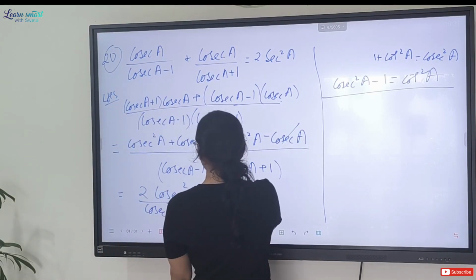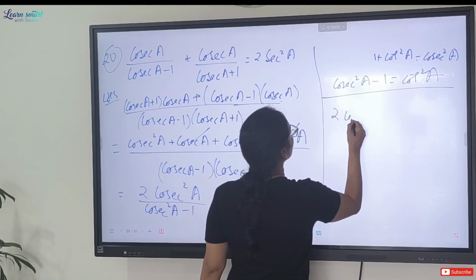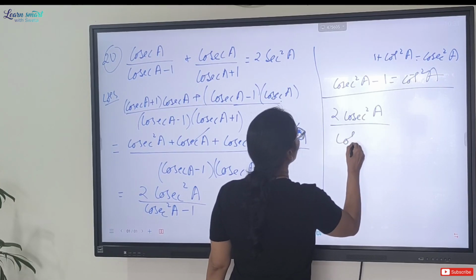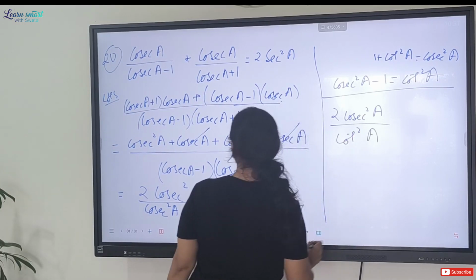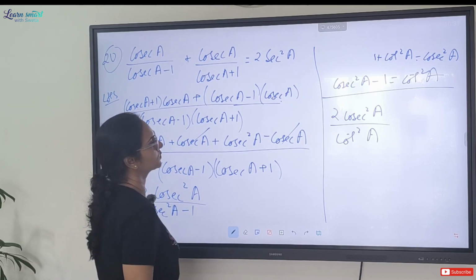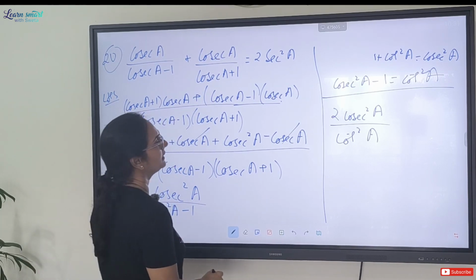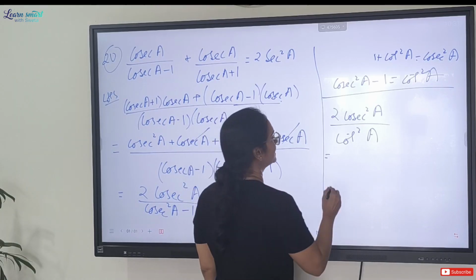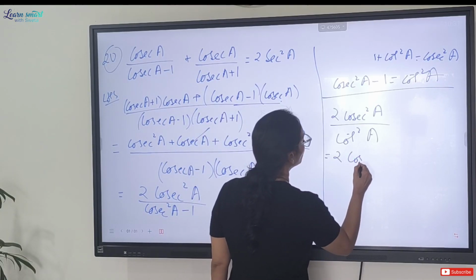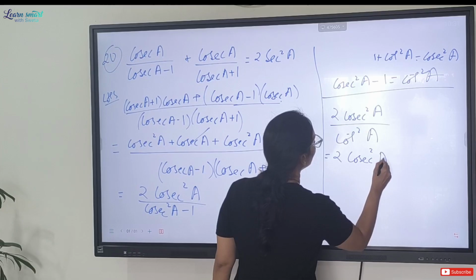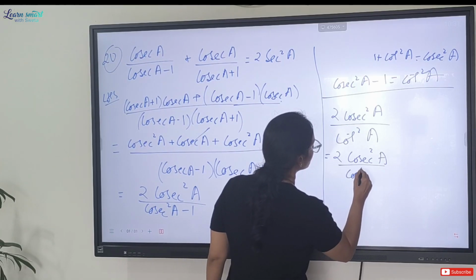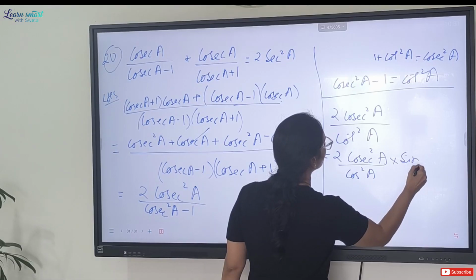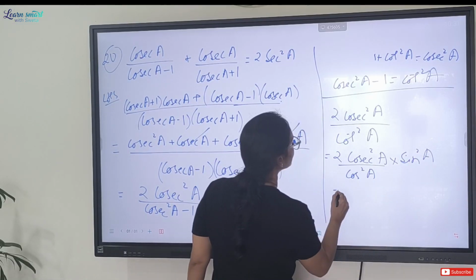So we will write 2 cosec square A upon cot square A. And now we will write cot square A as cos square A by sin square A. So we will write 2 cosec square A by cos square A upon sin square A, and let's write sin square A over here. Right?